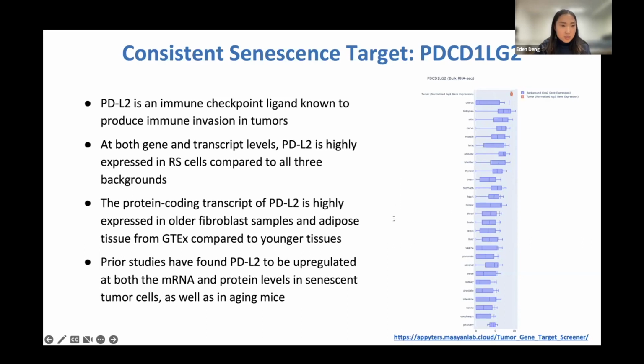So in this analysis, at both the gene and transcript levels, we found that PDL2 is highly expressed in RS cells compared to all three normal tissue backgrounds. We also found that the protein coding transcript of PDL2 is highly expressed in older fibroblasts and adipose tissue compared to all younger tissues.